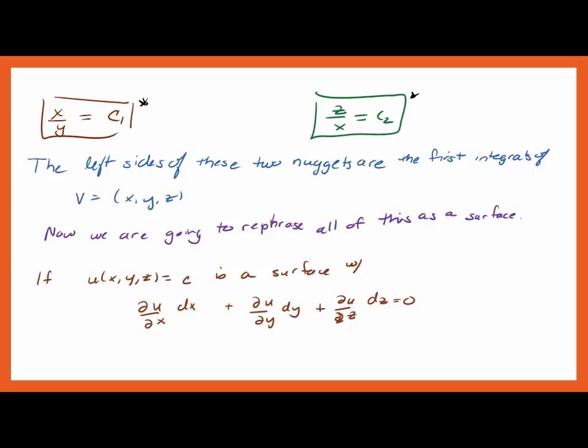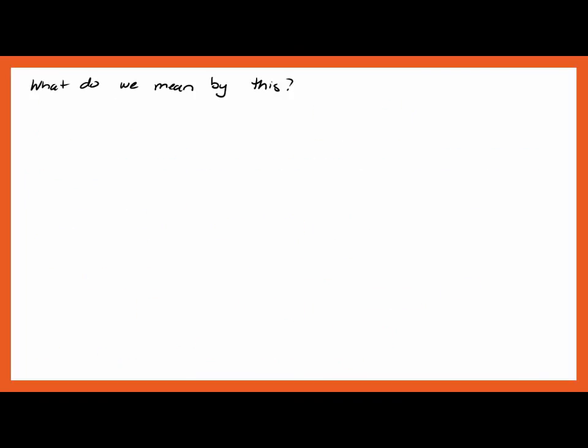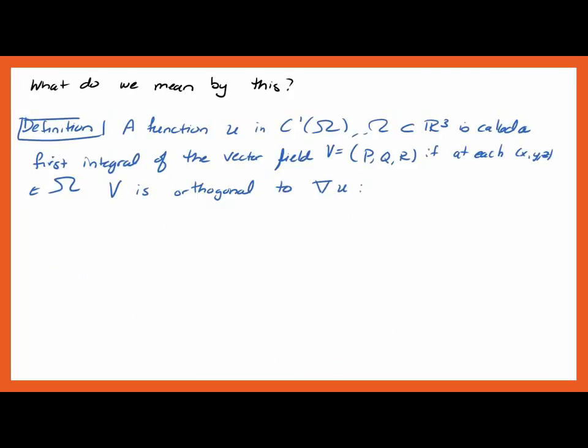So if you have a surface and it has this property that you have this equation that satisfies it, we talked about surfaces last time, right? So if you have this relationship here, then u of x comma y comma t is a first integral of this v. So there's a connection between the solution to this and the original vector field v. So what do we mean by all this? Here's the formal definition of first integral.